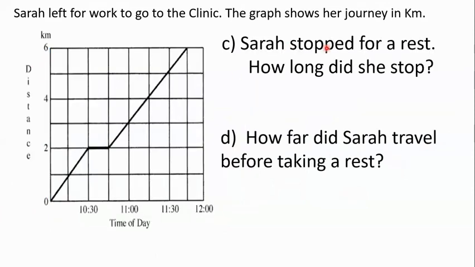Question C. Sarah stopped for a rest. How long did she stop? Now, what do you think each one of these lines represents? Harold, 15 minutes, 30 minutes. Anybody else? Tashawn, Harold, Stefan. Stefan says 3 minutes. Tashawn says 15. Abigail says 20. Let me see who else says something.